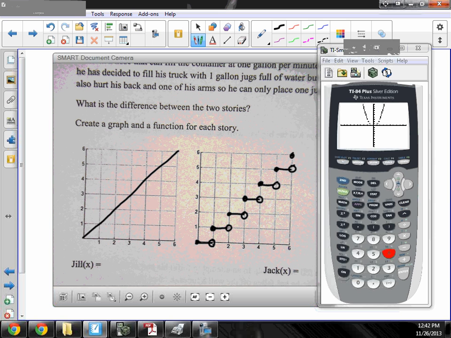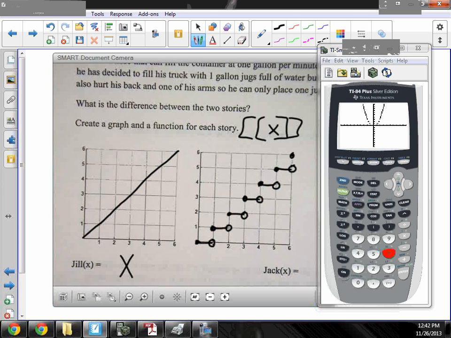So what is Jill's equation? What's the linear equation? Y equals x, or 1x plus 0. So Jill's equation is x, and Jack's equation is what we call the greatest integer function. And the greatest integer function is given by this double bracket. Sometimes certain books and tests use a single bracket, but most of the time it's a double bracket.